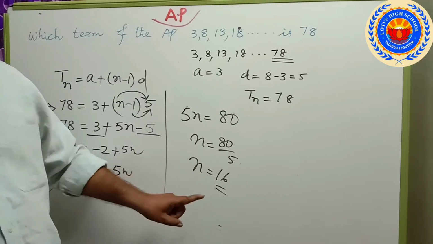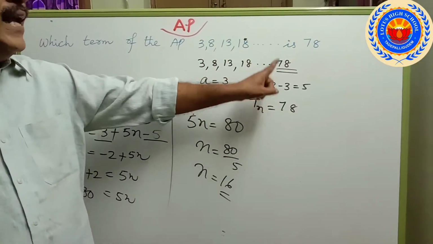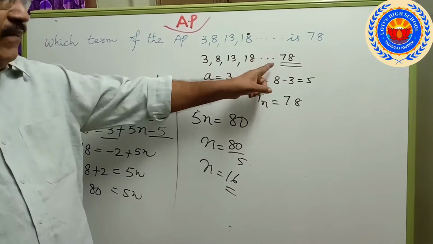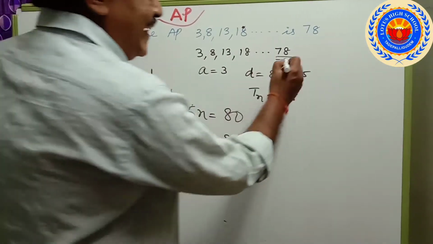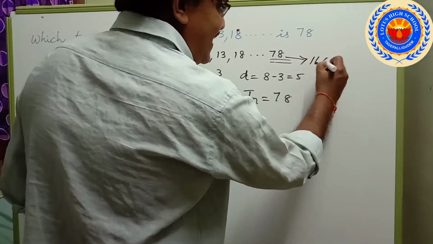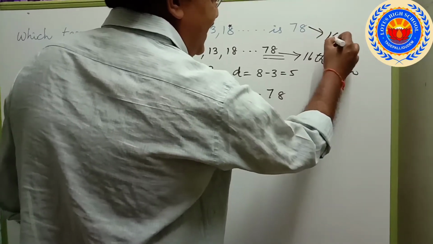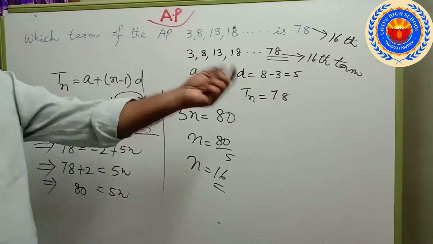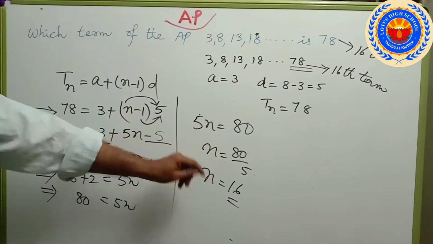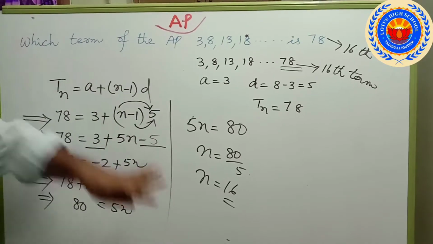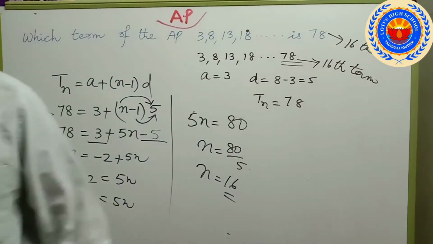The term is nothing but 78. First term, second, third, 4, 5, 6, 7, 8, 9, 10, 11, 12, like that. This is the 16th term. The 78 is the 16th term. This is very important, already explained in the last video. So, which term of the AP is 78? The 16th term of this particular AP is 78.